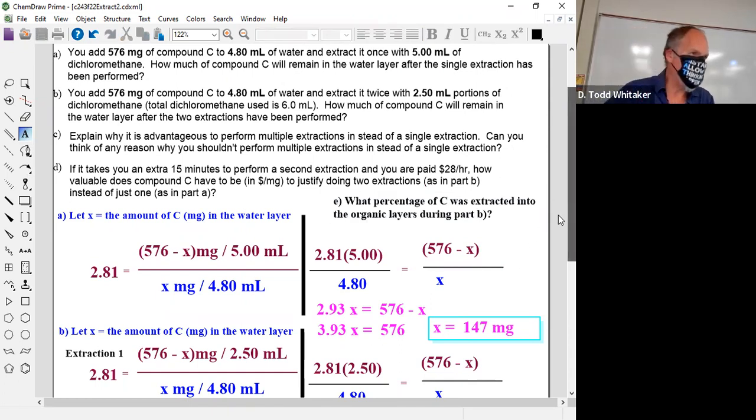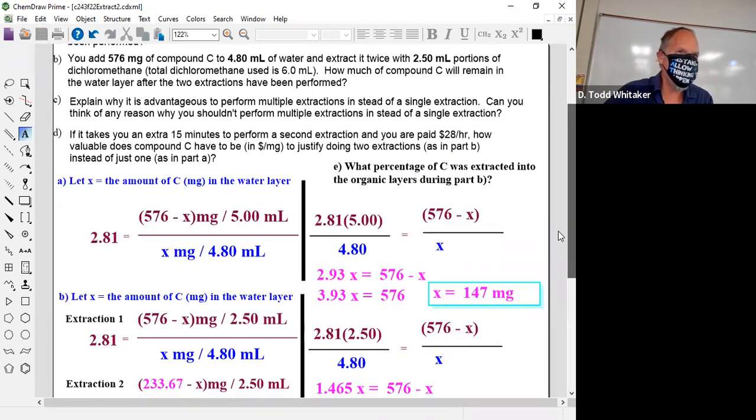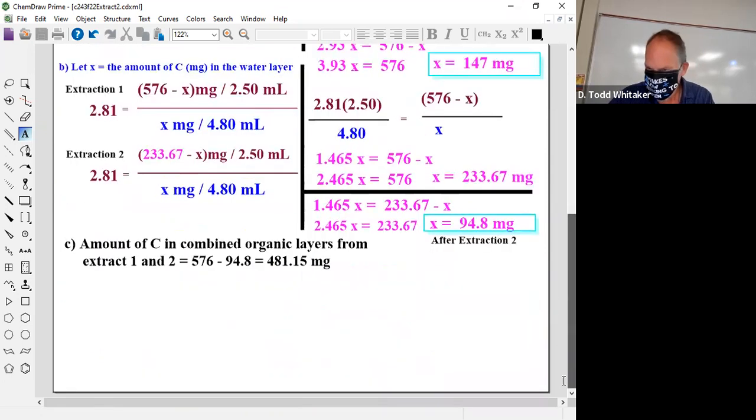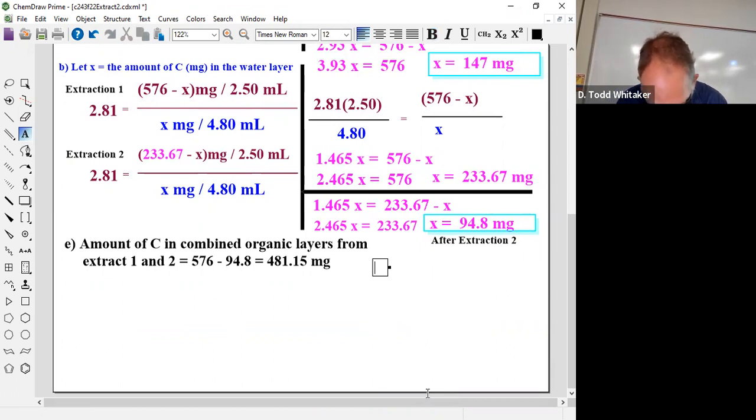We figured out what went into the organic layers, and we just got to figure out what percent of the total that was, right? So E right here, this is E, not a 3, and E. So percent extracted equals 481.15 divided by 576 times 100.